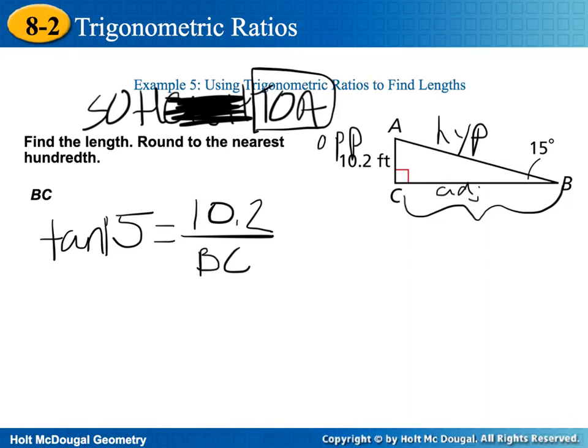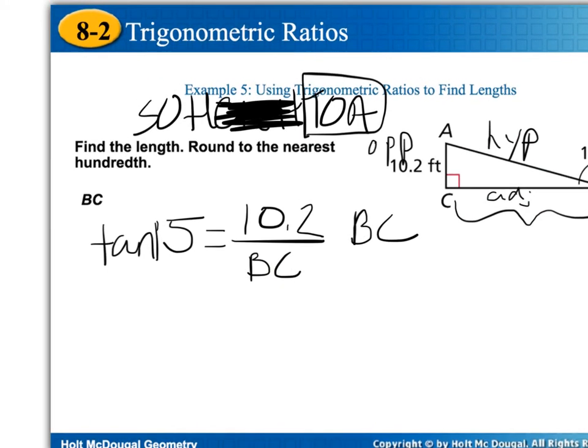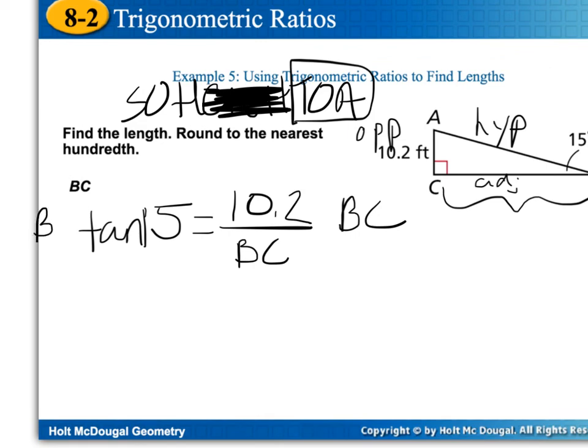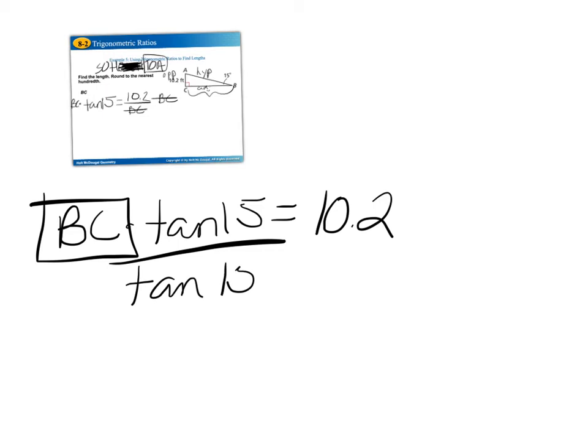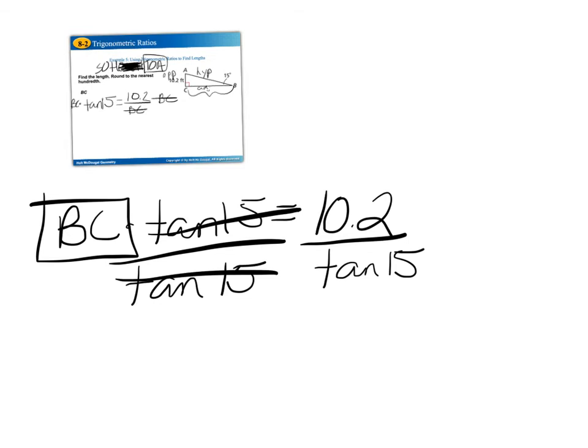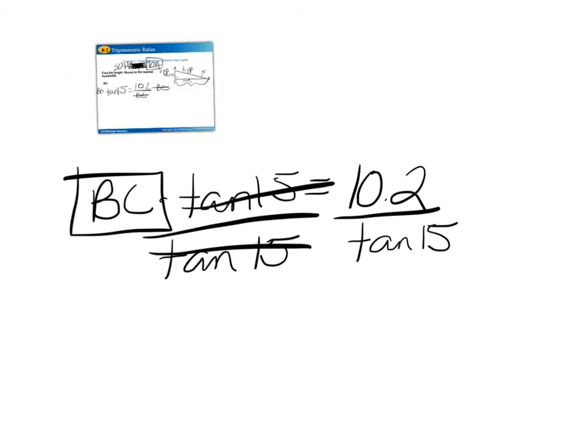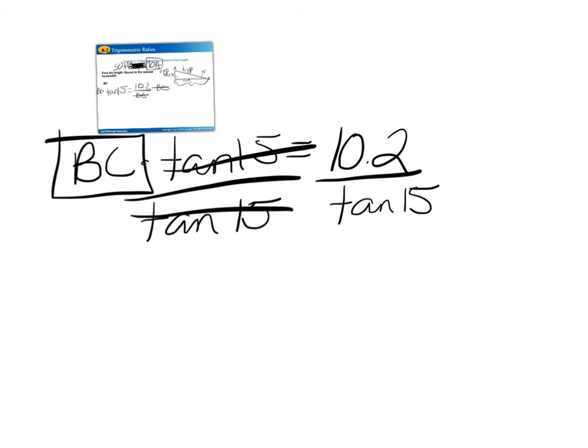To get BC out of the denominator, I need to multiply it into the numerator. What I do to one side, I need to do to the other. So I multiply by BC over here. This cancels out. I'm left with BC times tangent of 15 equals 10.2. Now I want to get BC alone, so I just divide out the tangent of 15 on both sides. This cancels this out. And then in your calculator, you need to calculate 10.2 divided by tangent of 15.